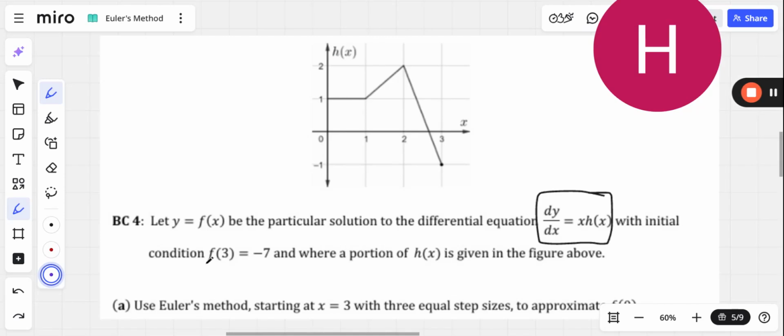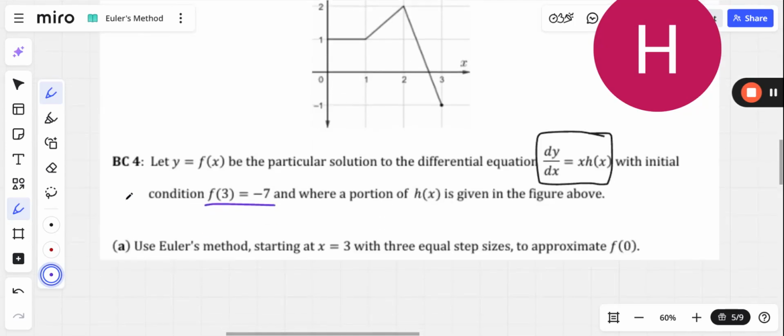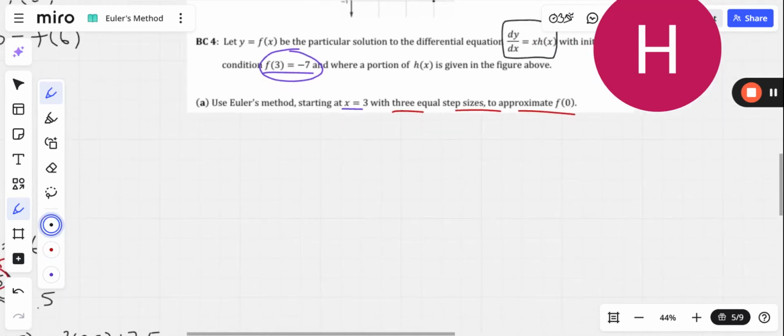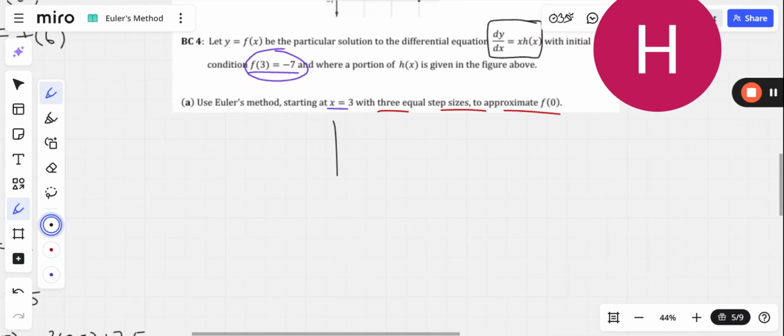We're given the initial condition f of 3 is -7. And a portion of h of x is shown here from 0 to 3. So I'm guessing we're going to start at x equals 3. Yeah, because that's the condition given. And we're actually going to go backwards 3 equal step sizes to approximate f of 0. So when we go backwards, let's be careful about that.